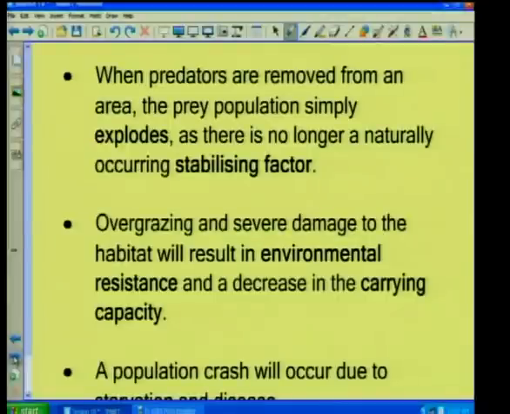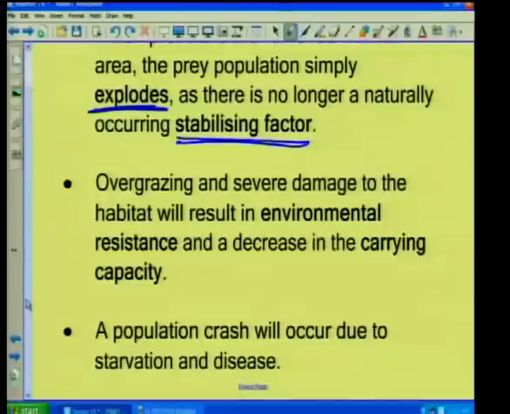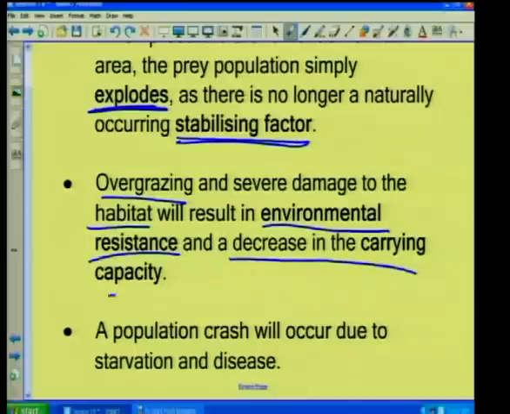Okay, now when the predators are removed from an area, the prey population explodes because there's nothing to naturally control it. And there's no longer a naturally stabilizing factor. What happens? Overgrazing. We have severe damage to the habitat. And what does that result in? The environment will say, so far, no more. So the environment will resist, and we then end up with a decrease in that carrying capacity.